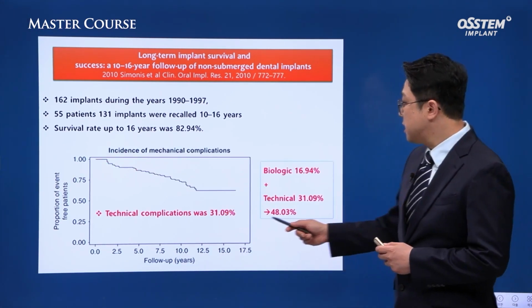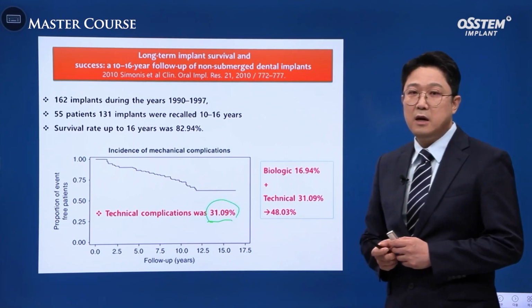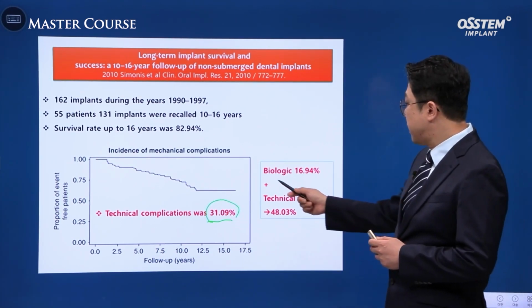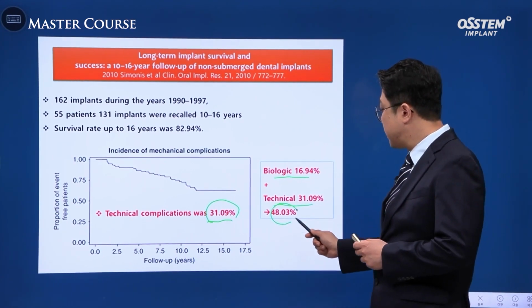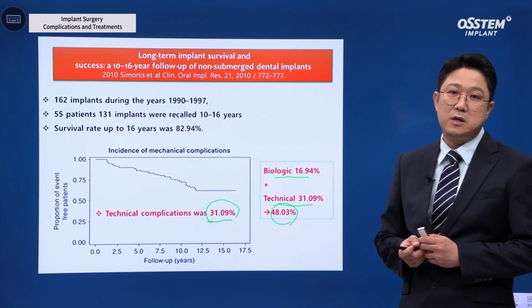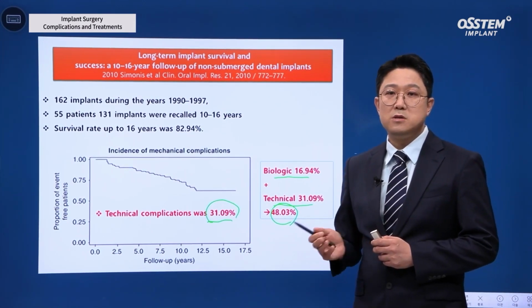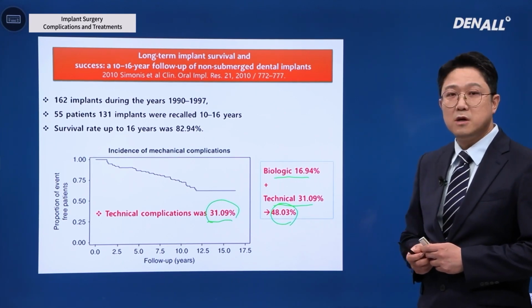Regarding mechanical complications, in this study, it talks about 31%. Combining biologic and mechanical complications, it's about 48%. It's nearly half. Among implanted patients, 1 out of 2 have complications.